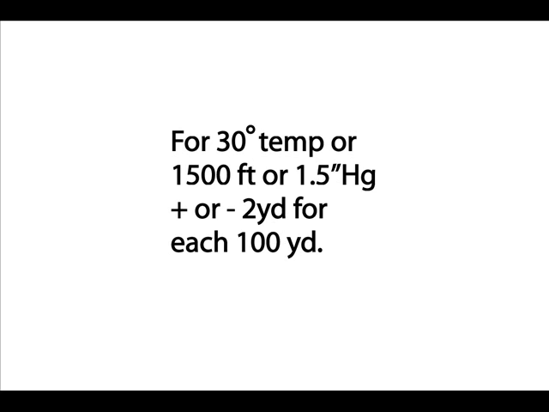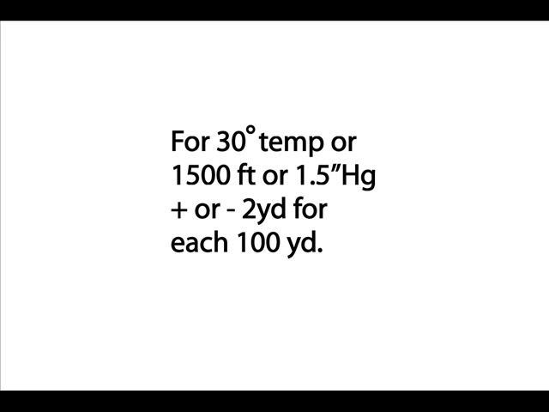Okay, now we look at our formula again. It says for a 30-degree temperature change, and then if we look further down, it says plus or minus 2 yards for each 100 yards. What that means is, let's say that you have a 30-degree drop in temperature. Well, that's going to mean that your bullet is going to fly less efficiently. There's going to be more drop because the temperature is lower. So you are going to have to add more distance.